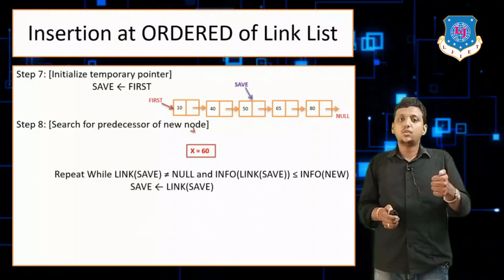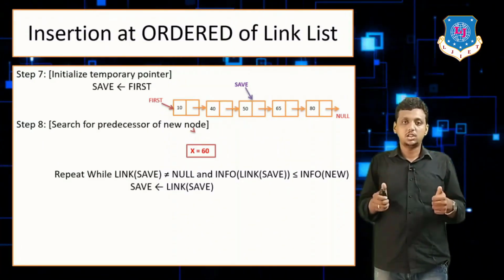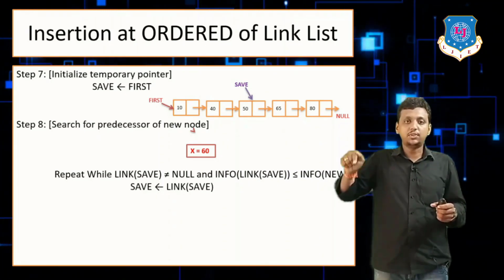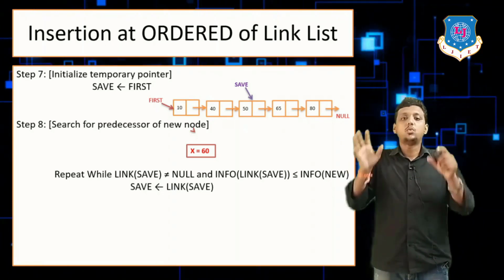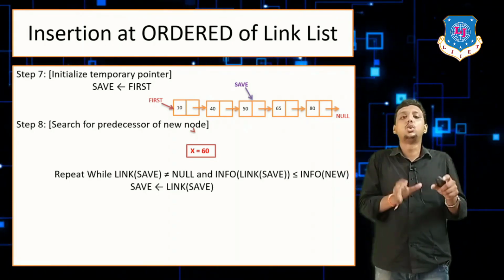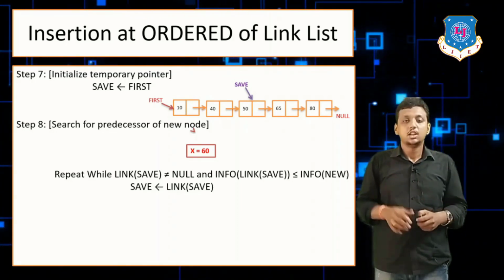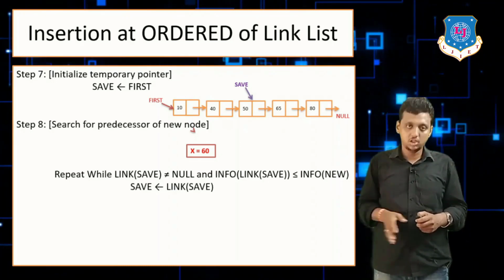Got it? So we have reached our destination. We have save at 50, and we have 65 with us. Now we just need to put our 60 in between both of them and connect the link. This is how you reach your destination.